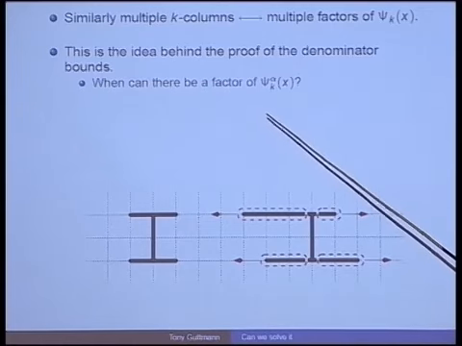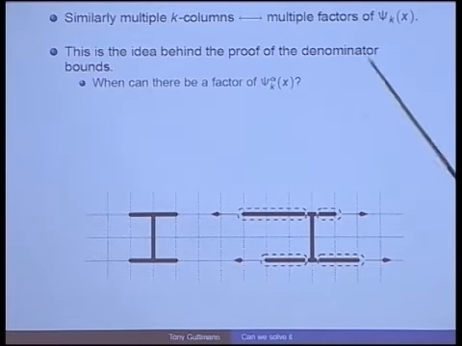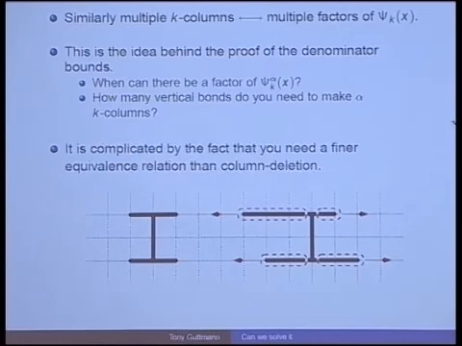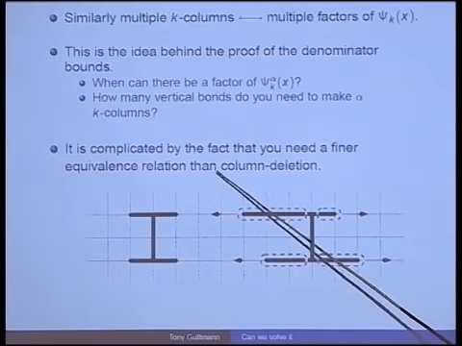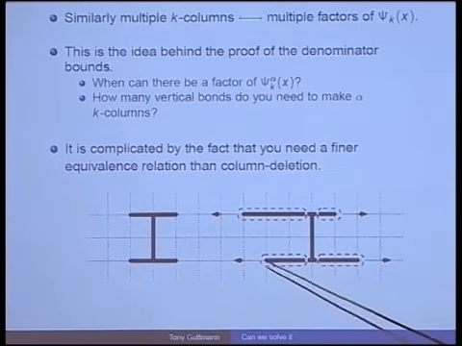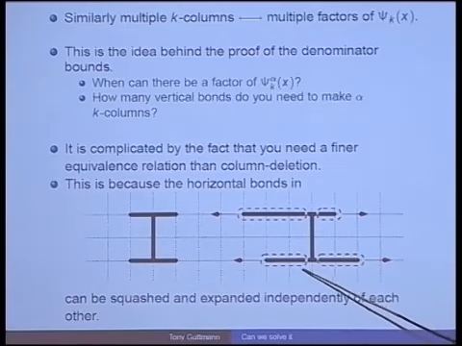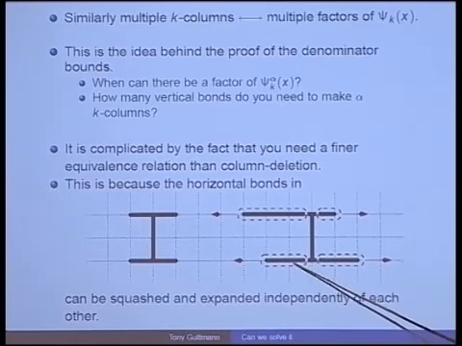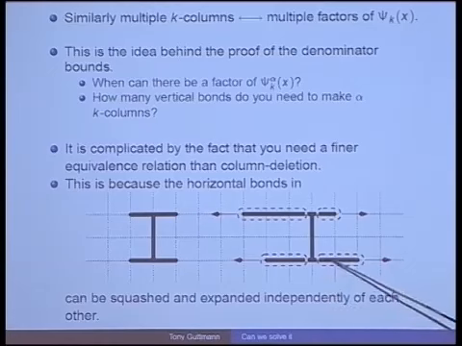Unfortunately, when can there be a factor of psi k of x raised to some power alpha? That gives you an idea. How many vertical bonds do you need to make alpha k columns? It's not quite as simple as I've outlined. It's complicated by the fact that you need a finer equivalence relation than simply column deletion. If you look at this example, the point is that horizontal bonds in something like this can be squashed or expanded independently of each other. You can expand that one without doing anything to that. And then while you've got a 2 column here, you've only got a 1 column there. And so you have to be a little bit more careful than just expanding things independently.